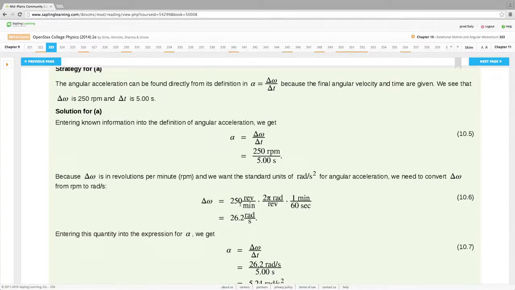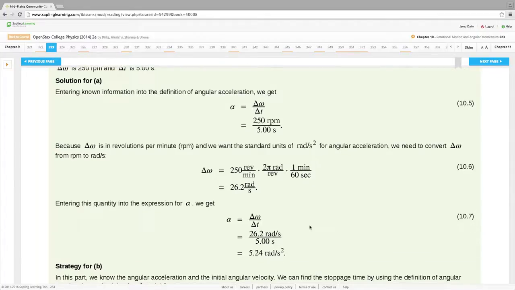We have the 250 revolutions per minute, or rotations per minute, however you want to call it. And we're going to convert that to radians by multiplying by 2 pi radians for every revolution. The revolutions will cancel. We'll just get 2 pi radians per minute then. And then 1 minute for every 60 seconds, so that the minutes cancel out and we're left with radians per second. Turns out to be 26.2 radians per second.